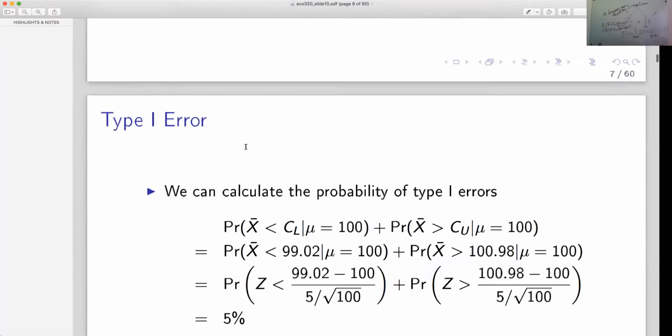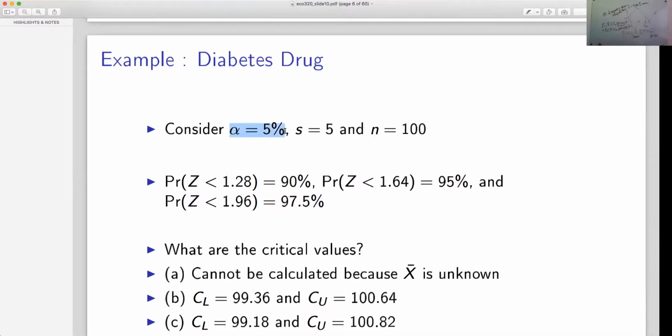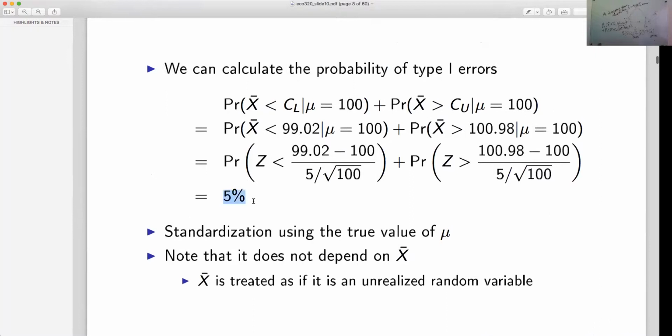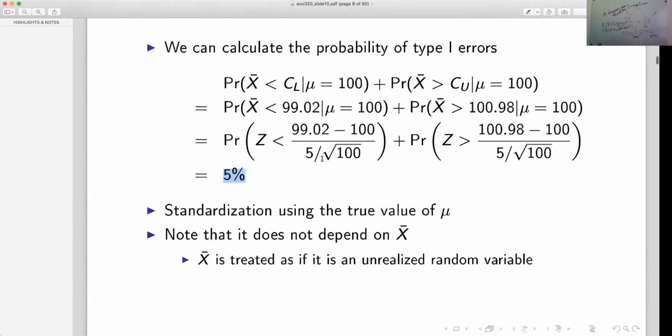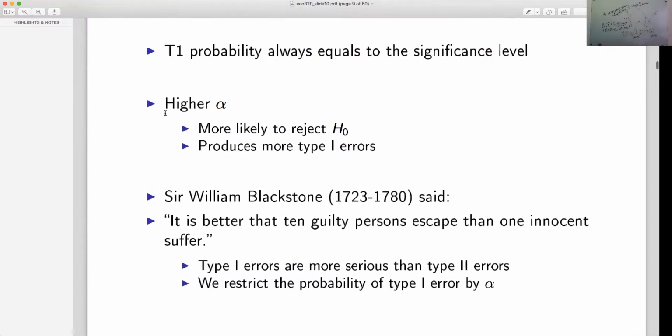For example, in this case, your alpha was what? Your alpha was 5%. So that's why your type 1 error was exactly 5%. If you choose alpha equal 10% or 1% level, then your type 1 error is also 10% and 1% respectively. Based on that, higher alpha means more likely to reject the null hypothesis and produce more type 1 error.